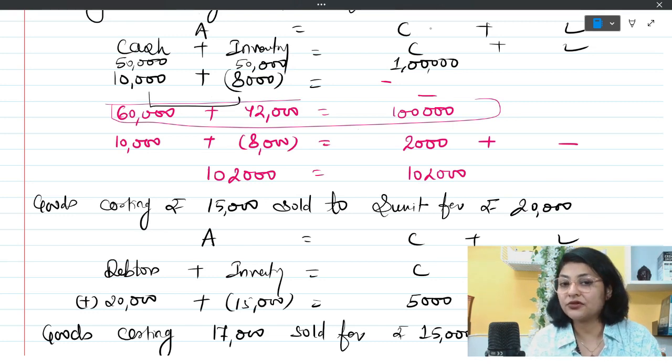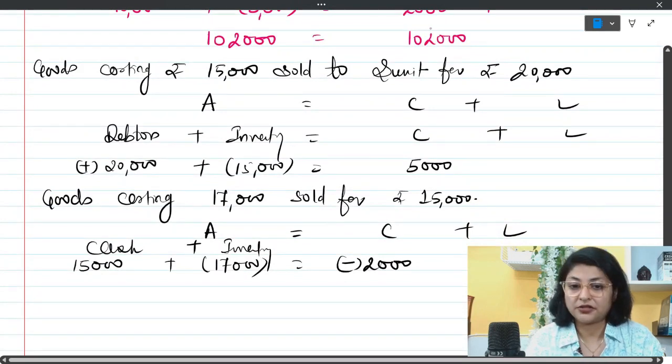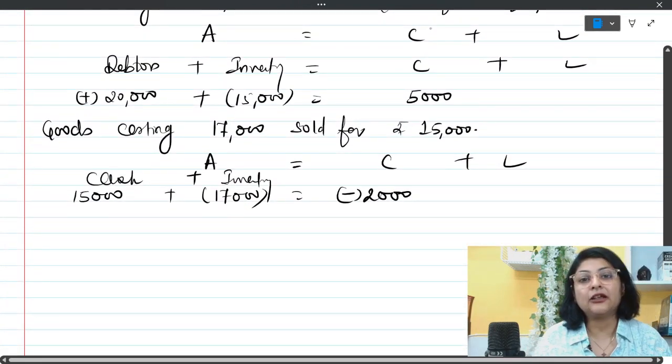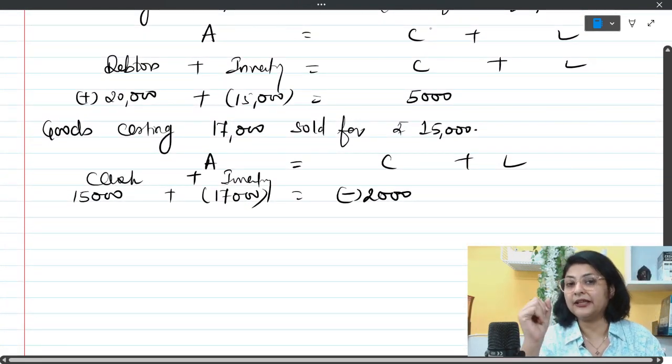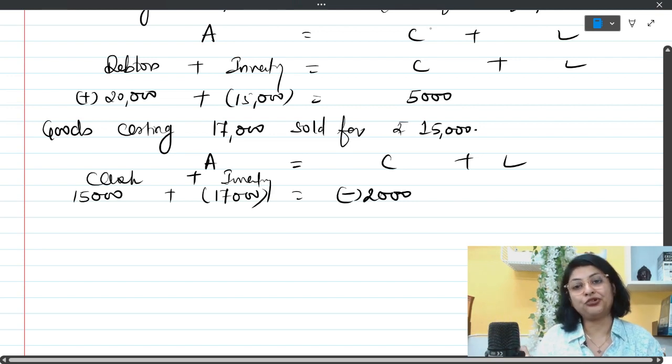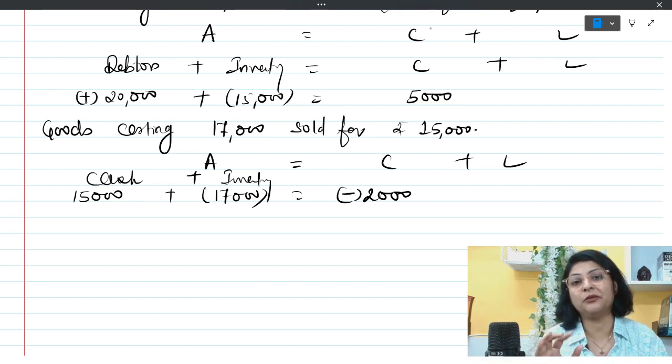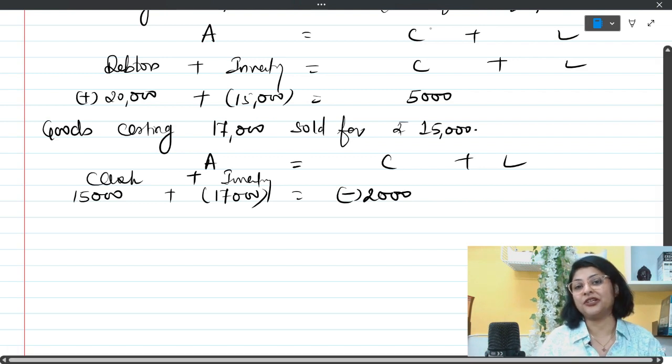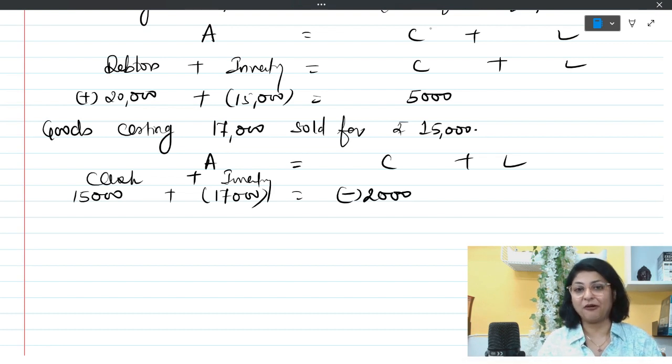In case you have sold goods at a loss, in that case, the cost will be deducted from inventory or stock. The selling price will be added to cash or debtors, and the difference, which is loss in this case, will be deducted from the capital. So this way you are going to make the treatment for this. I hope students you understood this concept. Today we have done some very important topics in the class.